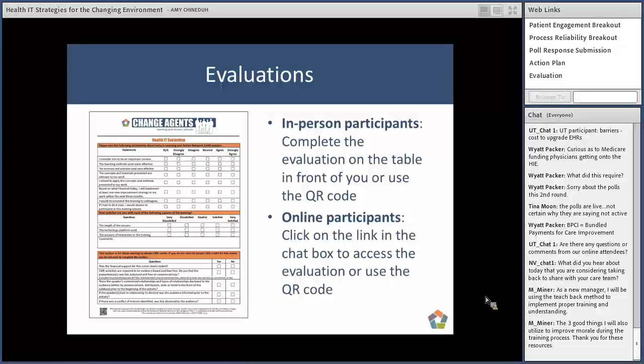In person, please complete the evaluation on the table or use the QR code to access the evaluation on a mobile device. Online, click the link provided on the screen, or again, use the QR code. Also, for those needing continuing medical education credits, you are asked to complete the CME portion of the evaluation as well. All others can leave that section blank if they desire.